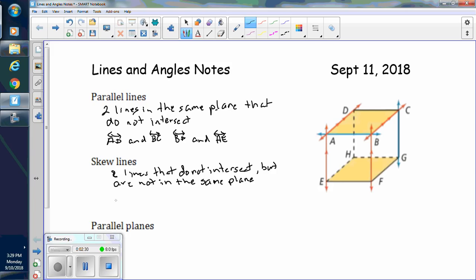An example here would be line AE, and AE is on the front surface, so I need to choose something like line BC, which is the top right edge. So the left front edge and the top right edge do not intersect. Another example would be something like AD and, oh, let's go BF. Remember my line symbol, arrow with two lines on it.